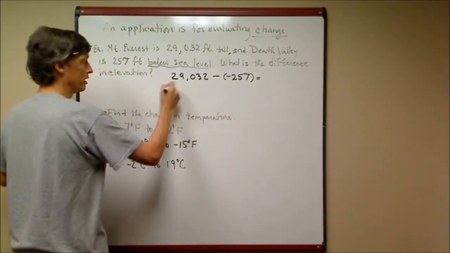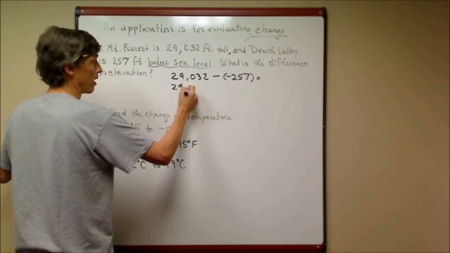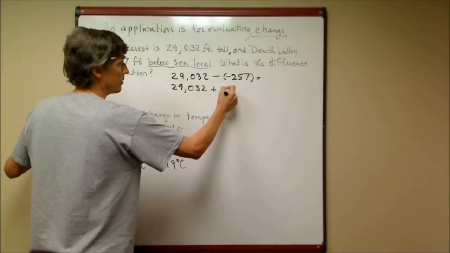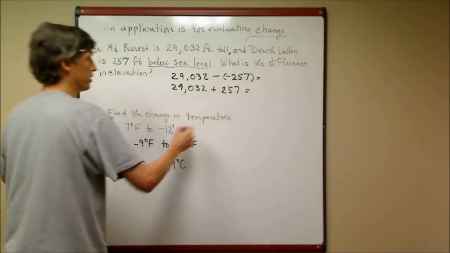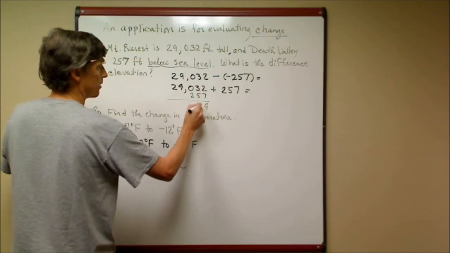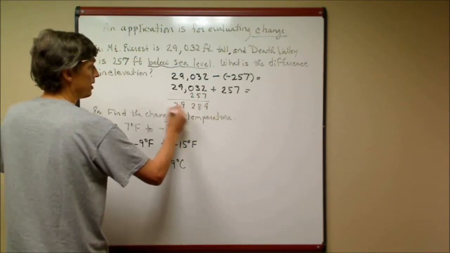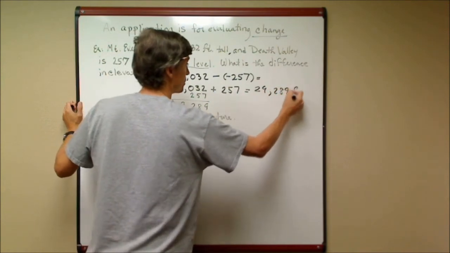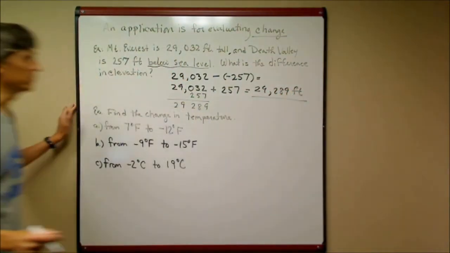I'm going to rewrite this as an equivalent addition problem by adding the opposite. And now it's a simple problem. I'm going to do a little scratch work right here so I don't mess up. And I get 29,289, and this would be in feet. That would be the difference in elevations.